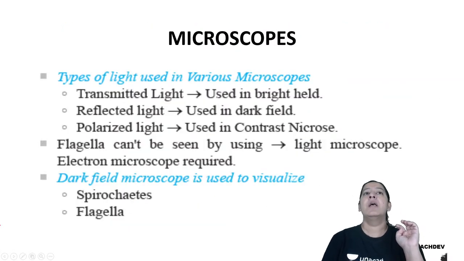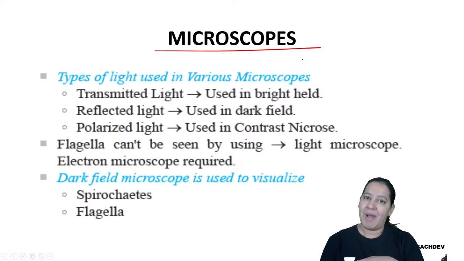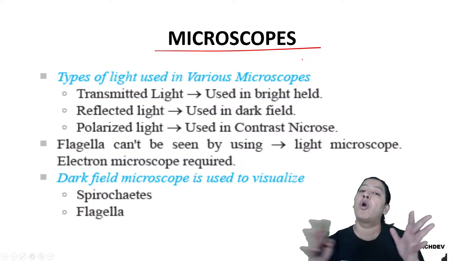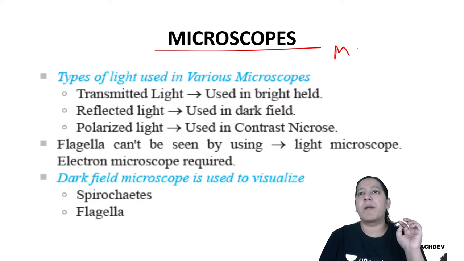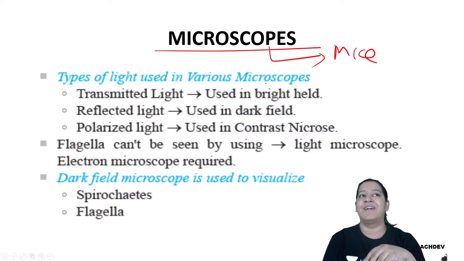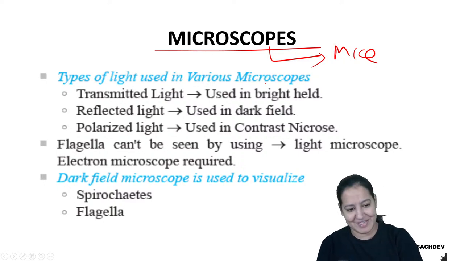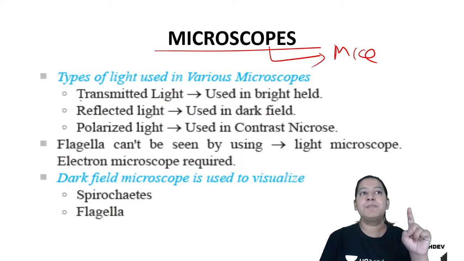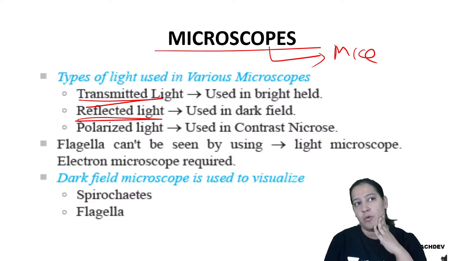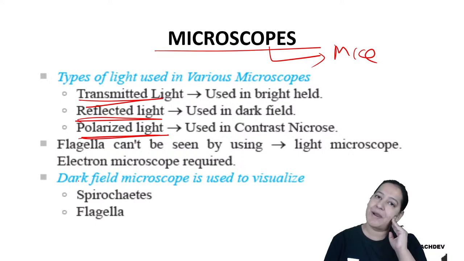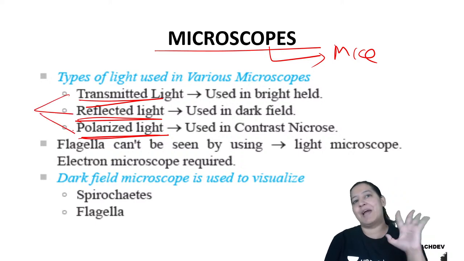Okay, coming to the next. Microscopes mein kitne question aate hain? Microscopes. No, I will not teach you the principle of all microscopes and how many types of microscope we have. Only MCQ purpose se microscope pe kya kya important hai. Only MCQ's purpose se. Okay, I will tell you. So tell me, transmitted light hum kaun se microscope mein use karte hain? Reflected light hum kaun se microscope mein use karte hain? Aur polarized light hum kaun se microscope mein use karte hain? So three MCQs can be framed from here.